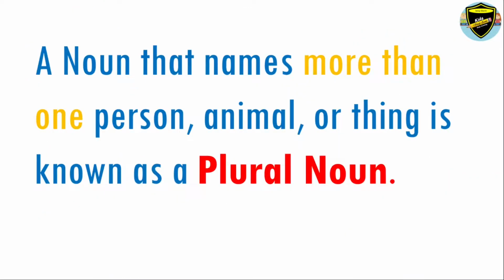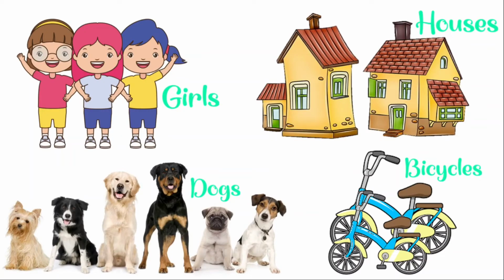Whereas a noun that names more than one person, animal, or thing is known as a plural noun. For example, girls. Here we are talking about more than one girl. Houses. Here we are talking about more than one house. Dogs. Here we are talking about more than one dog. Bicycles. Here we are talking about more than one bicycle.